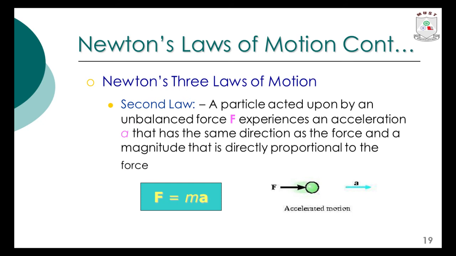And if you do the math, you end up with a formula that says the net force on a body is equal to its mass times acceleration. So the ma is the rate of change in momentum. The mass times acceleration, the rate of change in momentum.